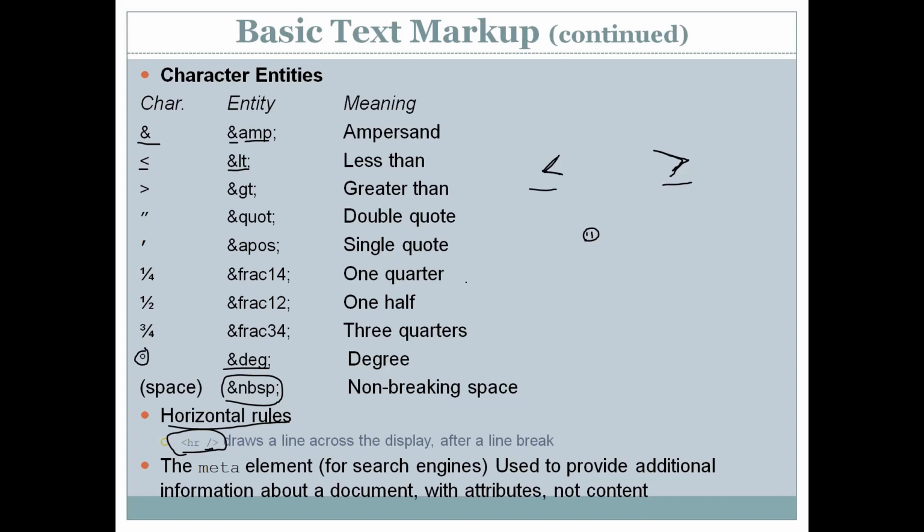The next element is the meta element, or the meta tag. This is an important tag which appears in the HTML document, and it is used by the search engines. It is used to provide additional information about a document with attributes and not content. The contents of the meta tag are not displayed on the browser screen or on the web page, but this content can be used by other web services like search engines. Search engines can search for a document or its content through these meta elements.